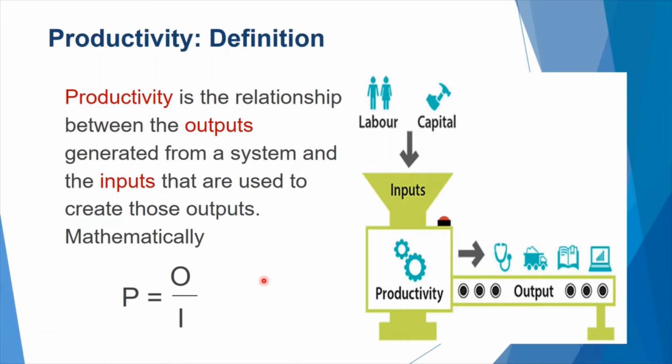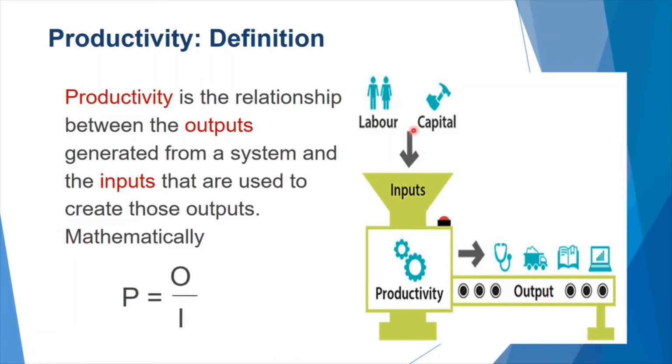The brief definition of productivity, you may see the process here. Productivity is a relationship between outputs generated from a system and the inputs that are used to create those outputs. Mathematically, P equals output over input. As you see, we have a process here, and we have outputs and inputs.